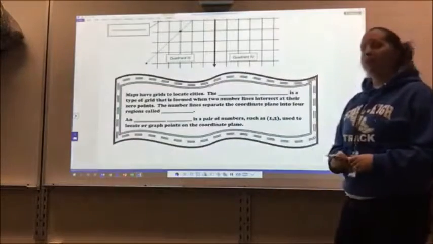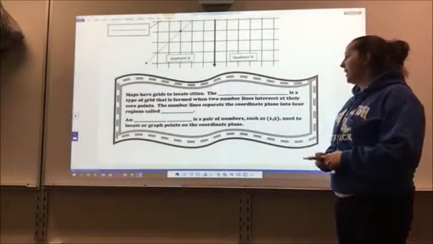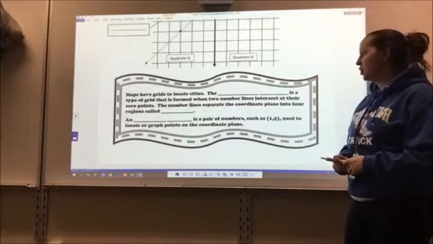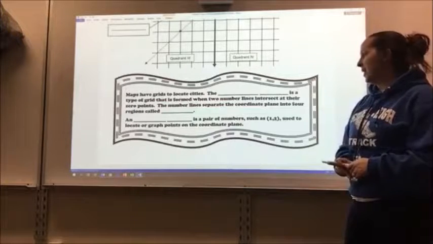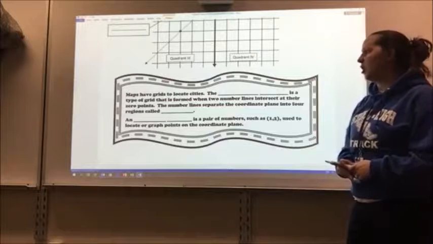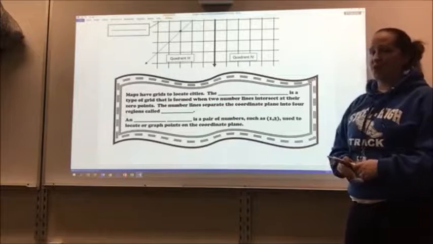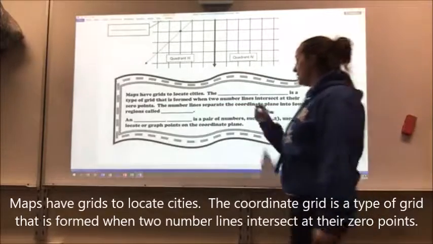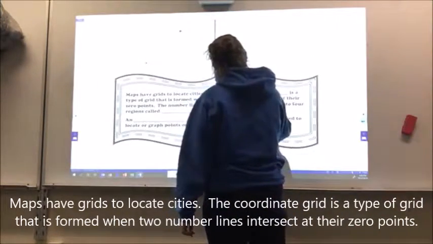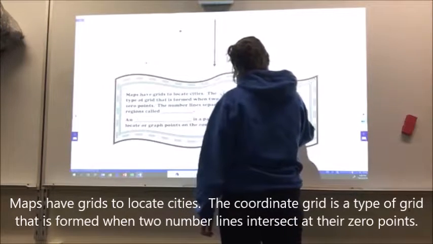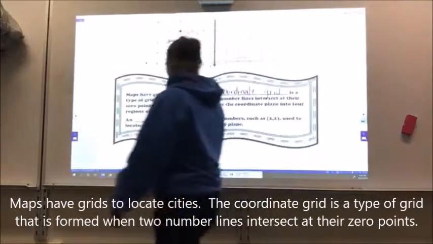Maps have grids to locate cities. The blank blank is a type of grid that is formed when two number lines intersect at their 0 point. The number lines separate the coordinate plane into 4 regions called blank. In those blanks, you're going to write coordinate grid and quadrant.